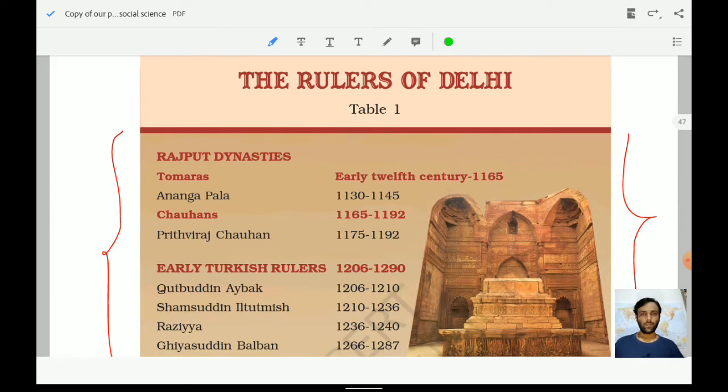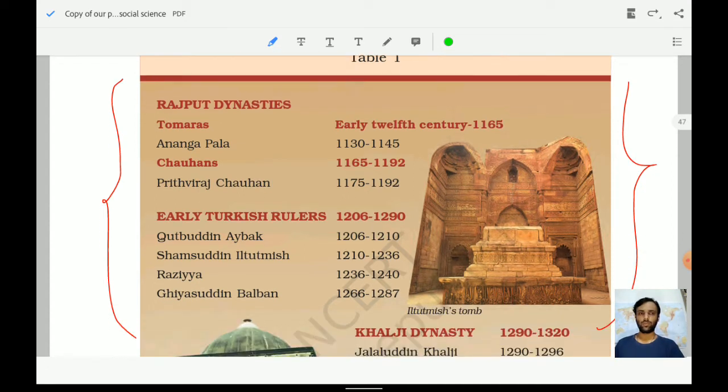So it is now providing us the list of all those rulers who ruled Delhi. So have a look. The Rajput dynasty, who all from the Rajput dynasty ruled. Tomars, early 12th century, from 1165. So initially Anangpal was ruling from 1130 to 1145. Then Chauhans ruled it from 1165 to 1192.